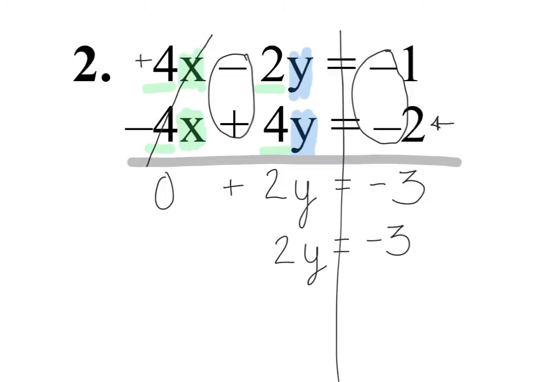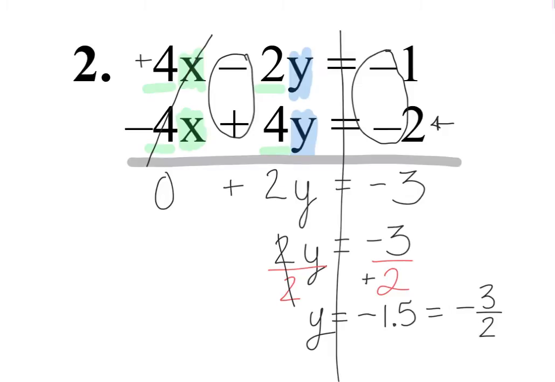And I just have to divide. So I'm going to divide by 2, divide by 2. Okay, 2 divided by 2 is 1, so I'm left with 1y. Negative divided by a positive is negative, and 3 divided by 2 is 1.5. Now you can type this into the calculator, or you can leave it as a fraction, -3/2. Both of those answers are correct.